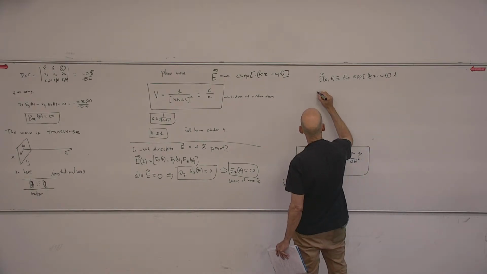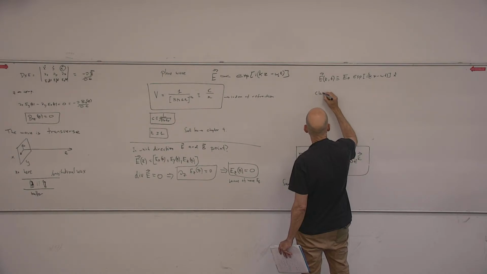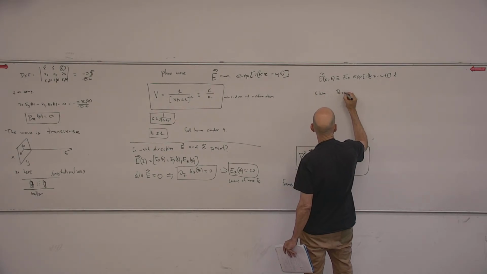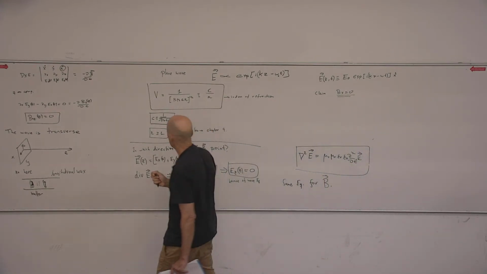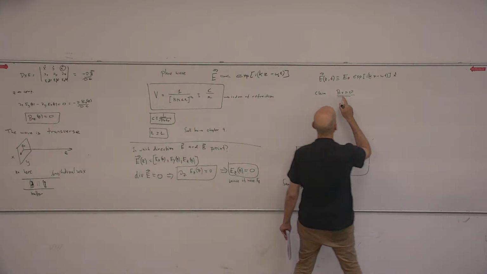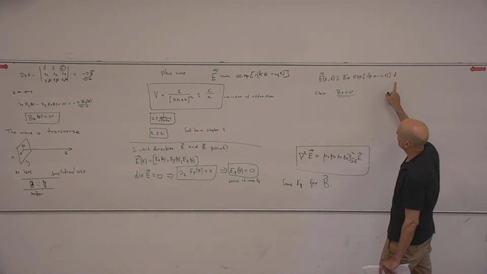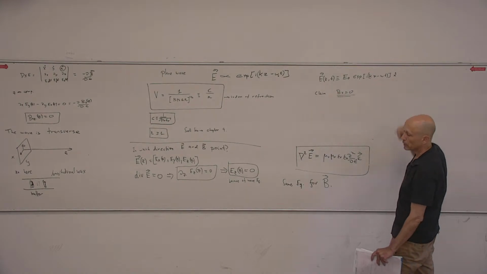And then the first claim is that Bx is equal to 0. So what does it mean? That the magnetic field in the x direction is going to be 0 if the electric field is in the x direction.